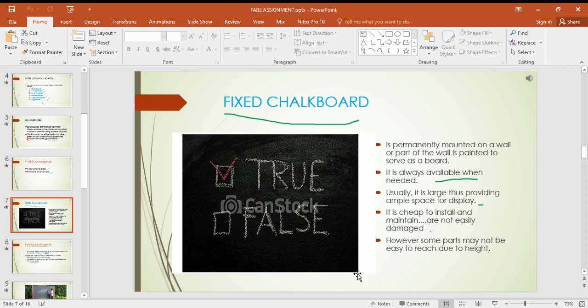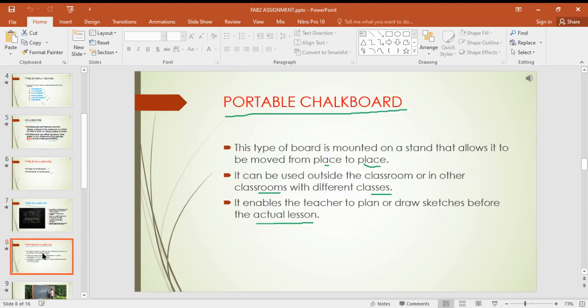Then we have a disadvantage of this fixed chalkboard. However, some parts may not be easy to reach due to height. Remember, it's fixed, so you cannot modify the height. You have to use it exactly where it is. So maybe a teacher is very short, and it's not very easy to reach some heights. So that is a disadvantage.